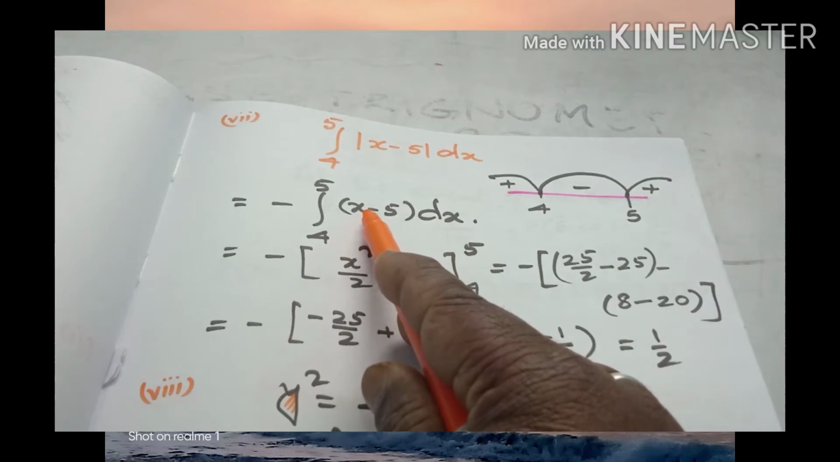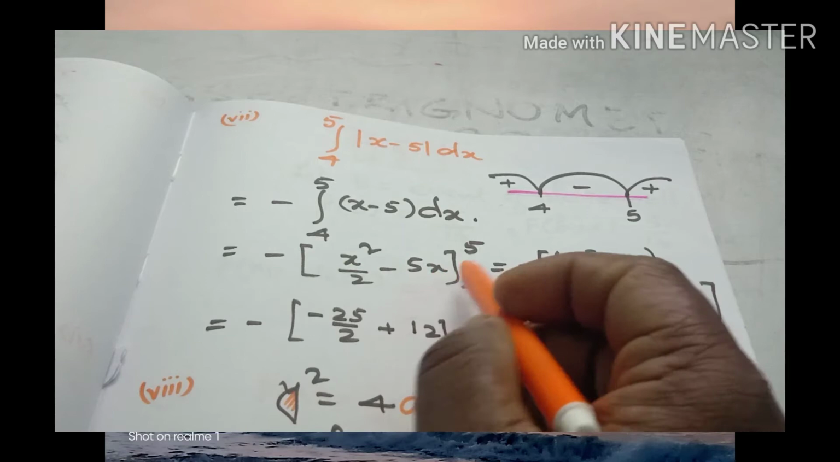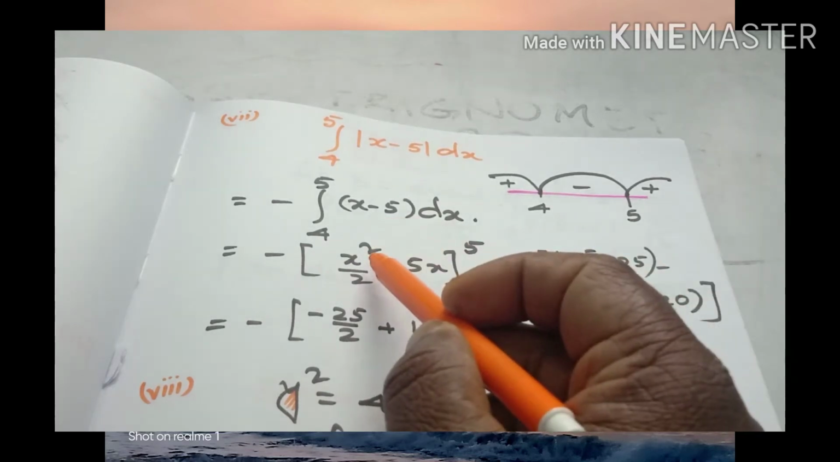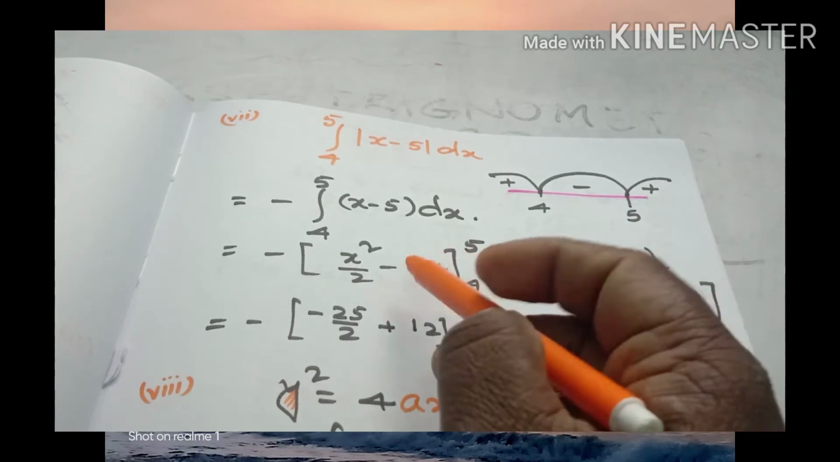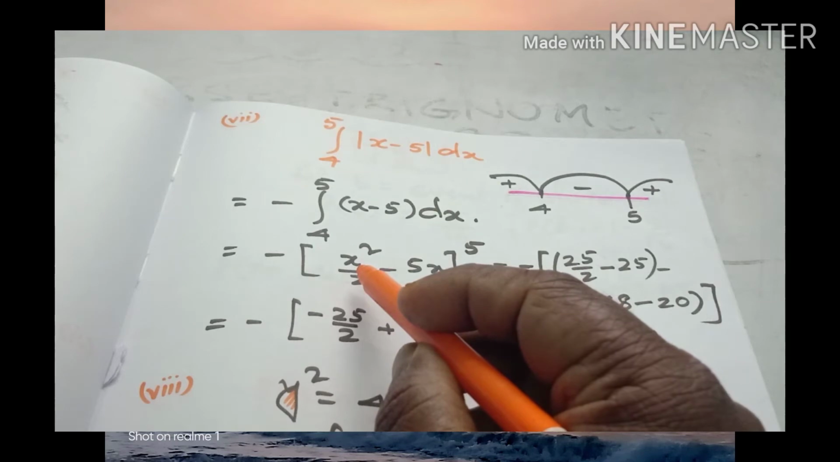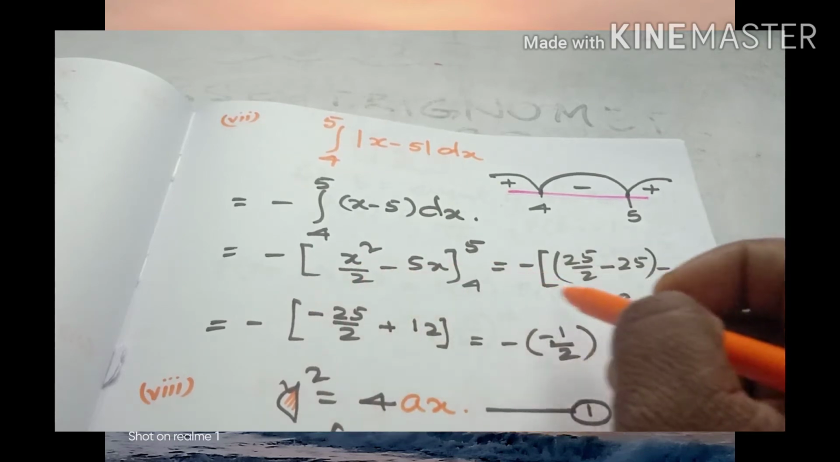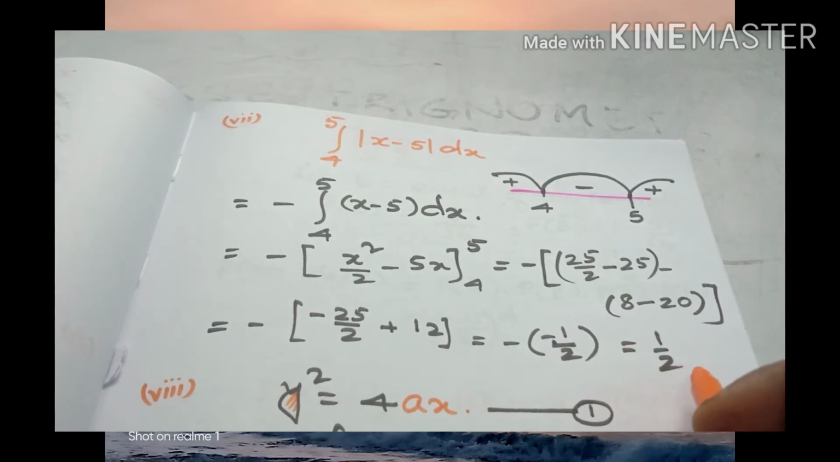The integration of x is x square by 2 and the integration of 5 is 5x. Putting 5 here, 5 square by 2, this 25 by 2, minus 25, minus of 4 we'll put 4 for the 16 by 2, that is 8 minus 20. So finally after calculation we get the value half.